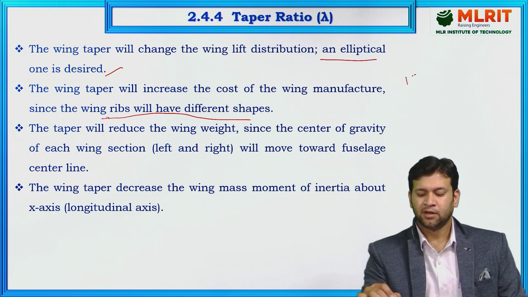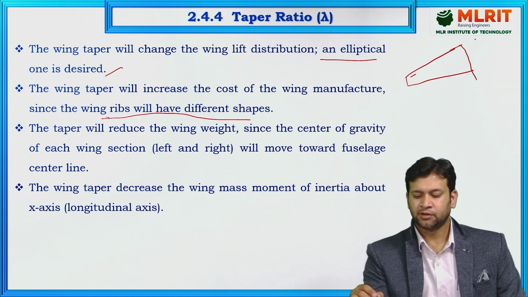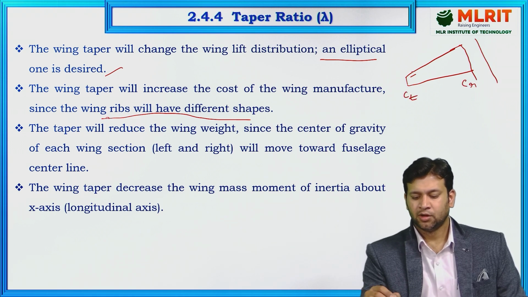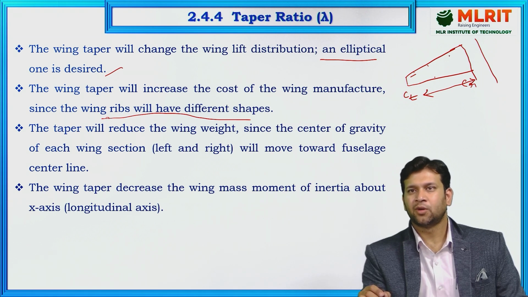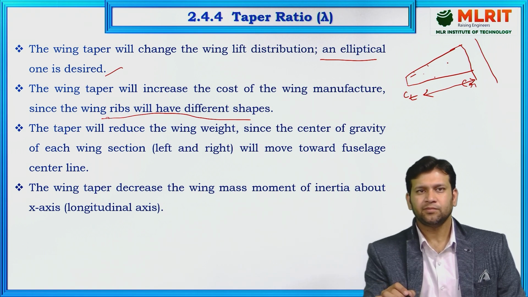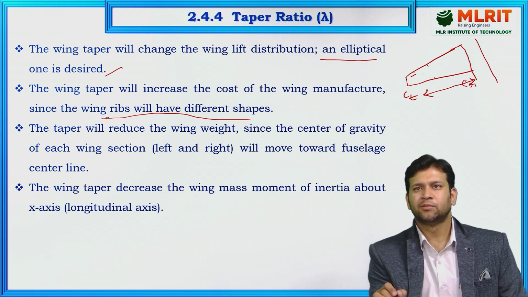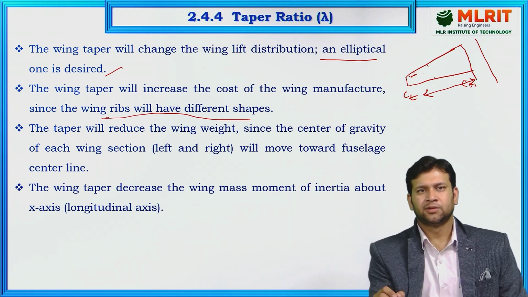If we see, suppose this is your root chord and this is your tip chord. So from leading edge to trailing edge, and on this span from the root chord to tip chord, there are different shapes, different cross-sectional area at each segment. So therefore, the ribs which will be installed here will be of different sizes, and this becomes a little bit challenging for the manufacturers.